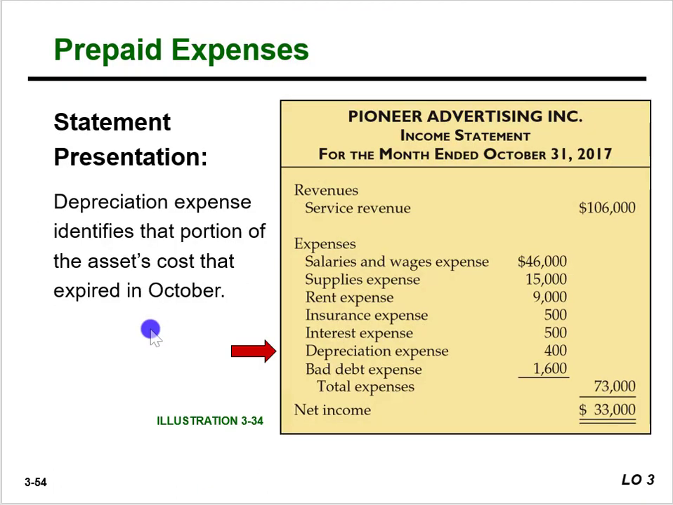And then on the income statement, depreciation expense identifies that portion of the asset's cost that expired in October. And again, you had $400 expire. And so just like salary expense, we used $15,000, insurance $500 so far, and now they're showing $400 in depreciation expense.